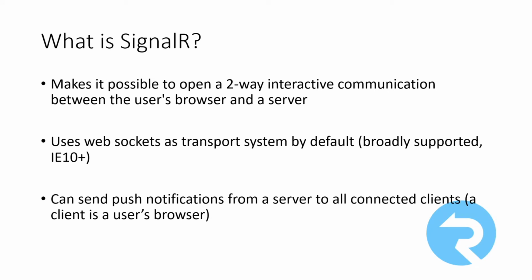And what else? SignalR is capable of sending push notifications from the server side to all connected clients. A client, in our case, is a user's browser. And it looks like this is exactly what we need to solve our problem. We will use SignalR to push notifications about the current PnP provisioning operation to the users. Because in this situation, our server, our background process, is the source of events, okay? So now I think we understand the problem, the solution, and what SignalR is.